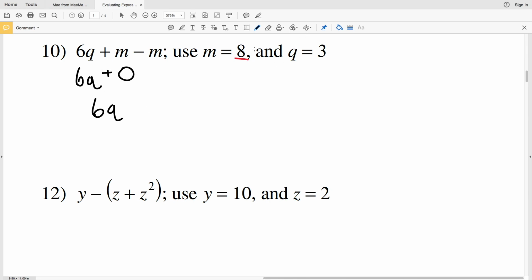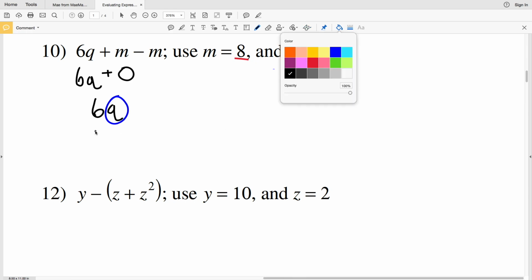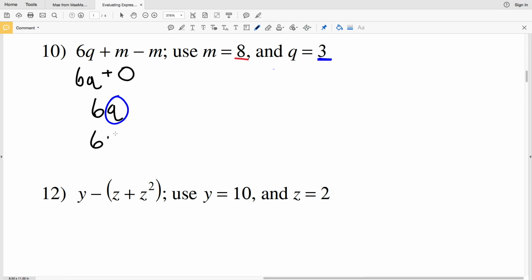So now, instead of plugging in m, we don't have m anymore. We just need to plug in q. And q is 3. So we're going to get 6 times 3. 6 times 3 is 18. So 18 is the answer for our evaluated expression in number 10.